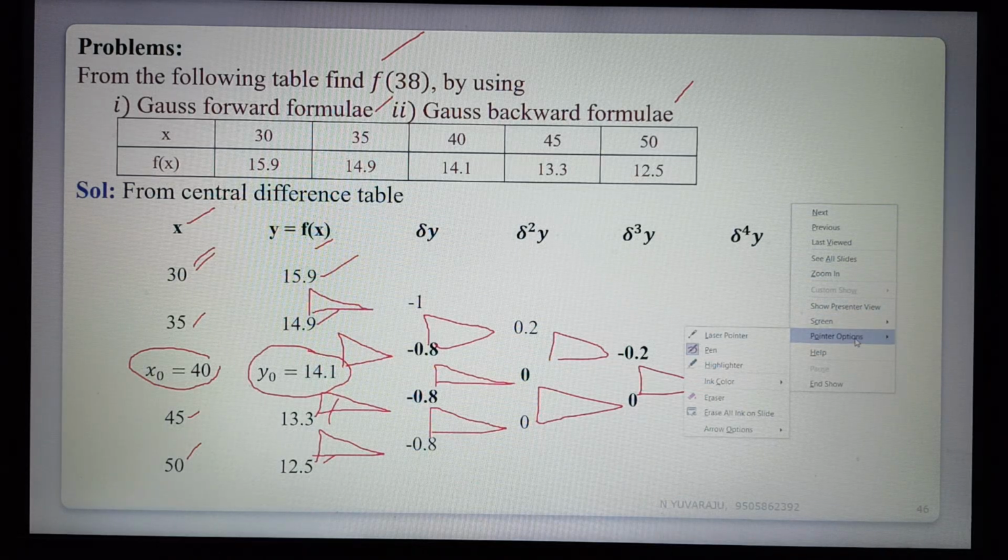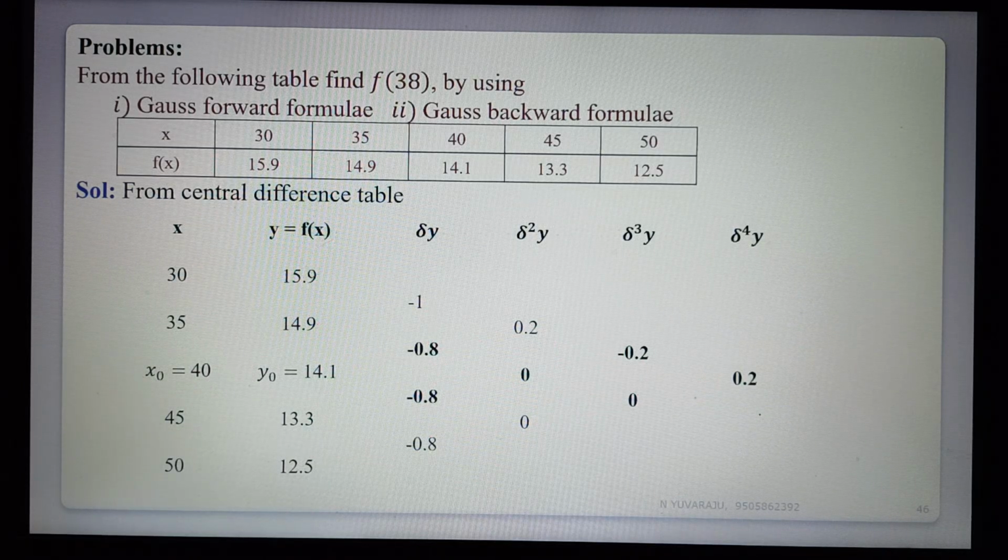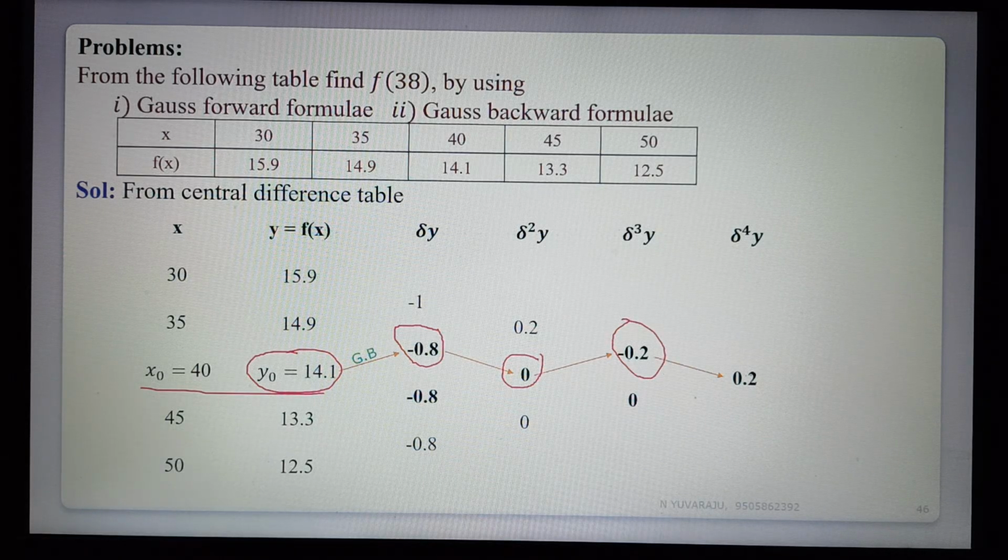Now choosing the values, the forward values and backward values. This is the central point. Using the backward values: first y naught, next delta y minus 1 by 2, next delta square y naught, next delta cube y minus 1 by 2, next delta power 4 y naught. These are the backward values.